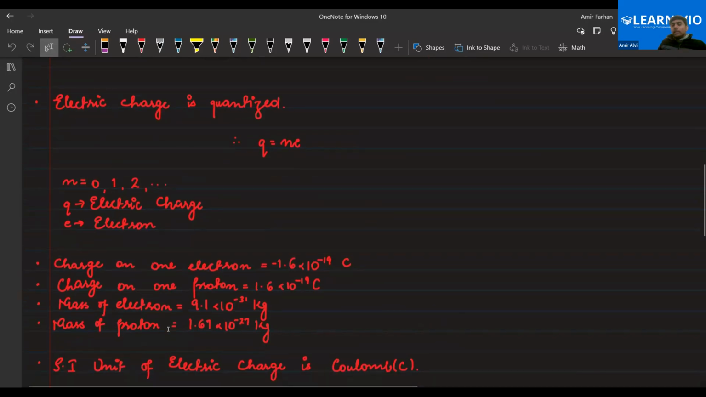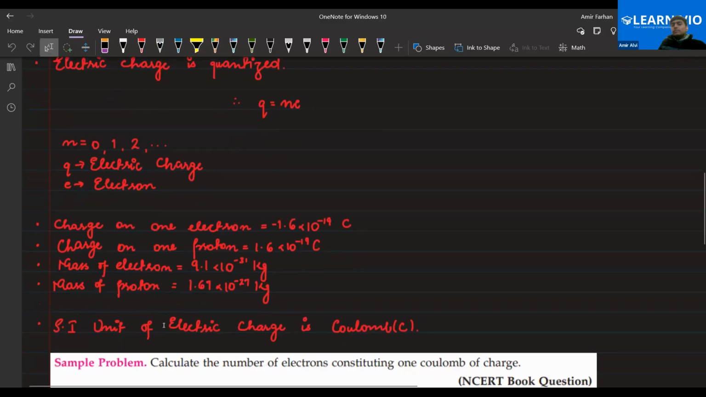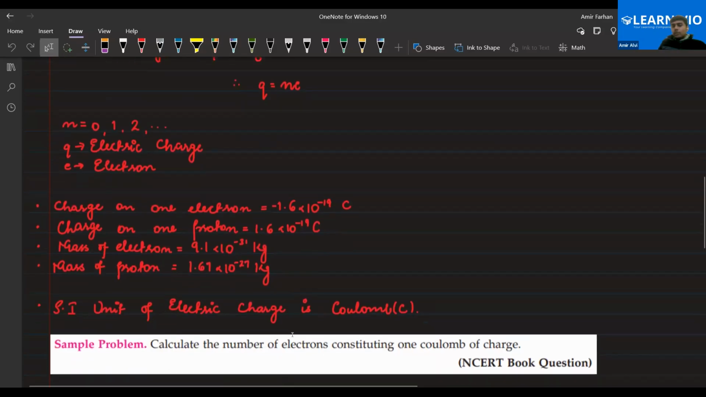Next, the mass of the electron is 9.1 into 10 to the power minus 31 kg, and the mass of the proton is 1.67 into 10 to the power minus 27 kg. Next, the SI unit of electric charge is coulomb. Let me know the answer of this question using this formula: Q equals NE.